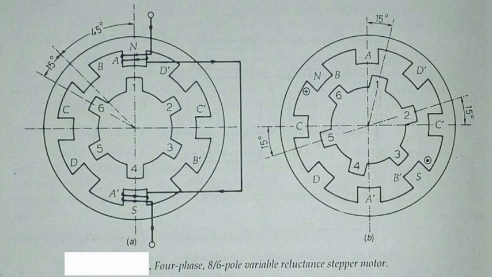With the sequence A, B, C, D, A, 4 steps of rotation are completed and the rotor moves through 60 degrees in the clockwise direction. For one complete revolution of the rotor, 24 steps are required. For anti-clockwise rotation of the rotor through each step of 15 degrees, the phase windings are excited in the reverse sequence of A, D, C, B, A.